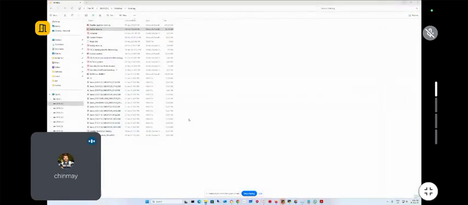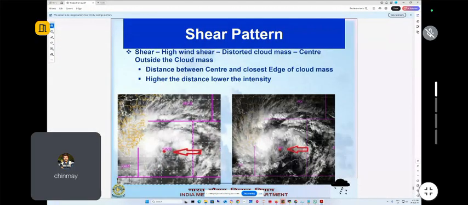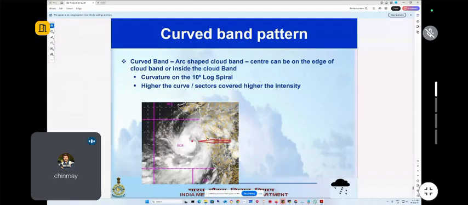This is now not available. Okay, I tried to show you this in the PDF file.